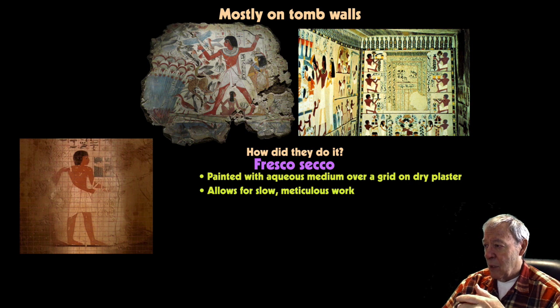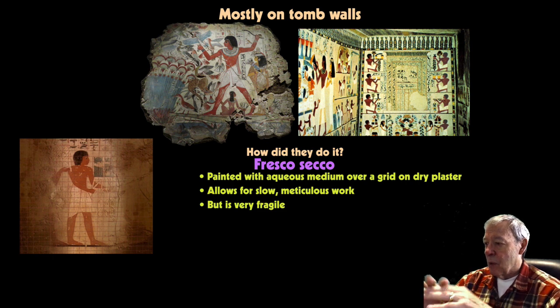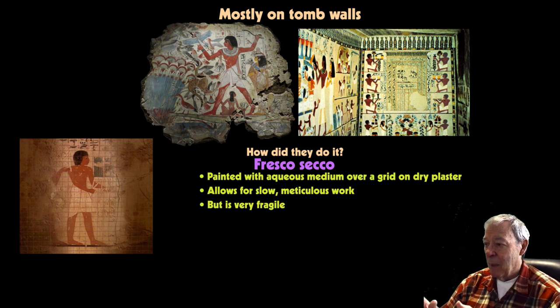The disadvantage is that this is a very fragile medium. In other words, paint doesn't stick to plaster very well. And so if it wasn't for the fact that these paintings had been preserved for thousands of years, kind of hermetically sealed inside of a tomb environment where the temperature doesn't change, the humidity doesn't change, mold and fungus and these kinds of things don't attack the paintings. If it wasn't for that situation, they wouldn't have lasted. They would have disappeared probably.